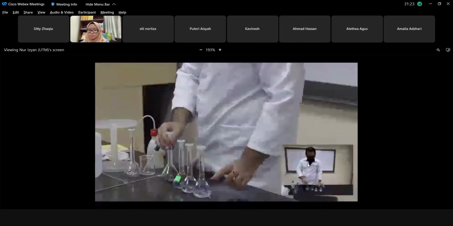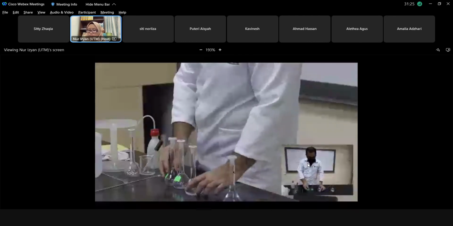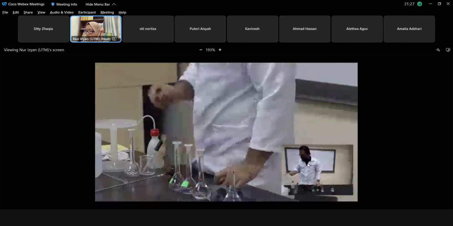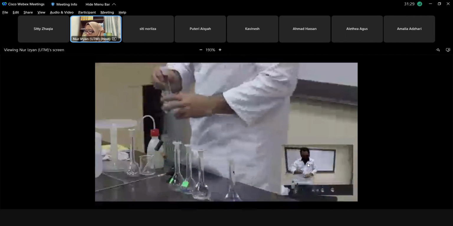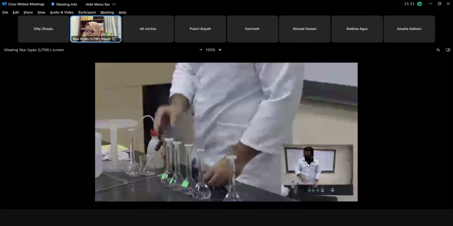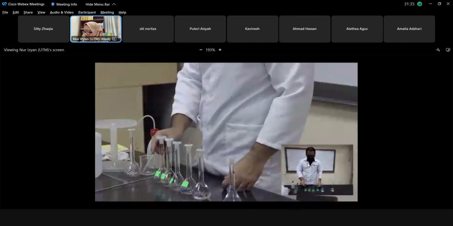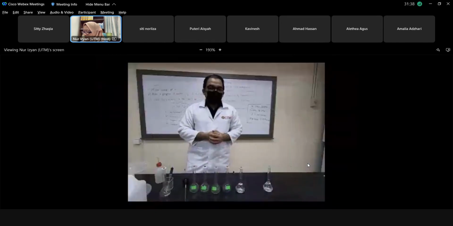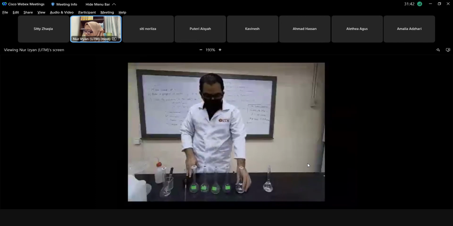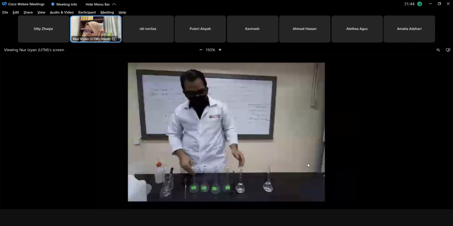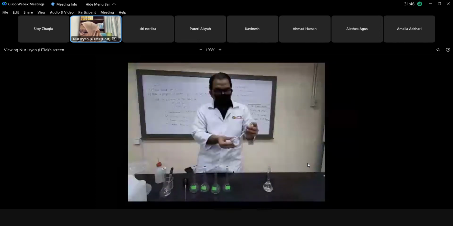Next, I'm going to prepare the calibration standards, right? So I'm going to need 5 different volumetric flasks because I have to prepare 5 different concentrations of calibrators at 0.5 ppm, 0.4 ppm, 0.3, 0.2, and 0.1 ppm. Right. So to prepare this, I have to prepare using serial dilution.